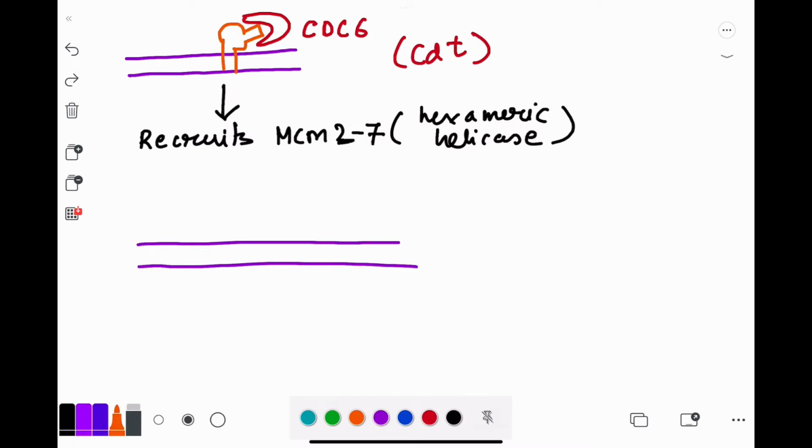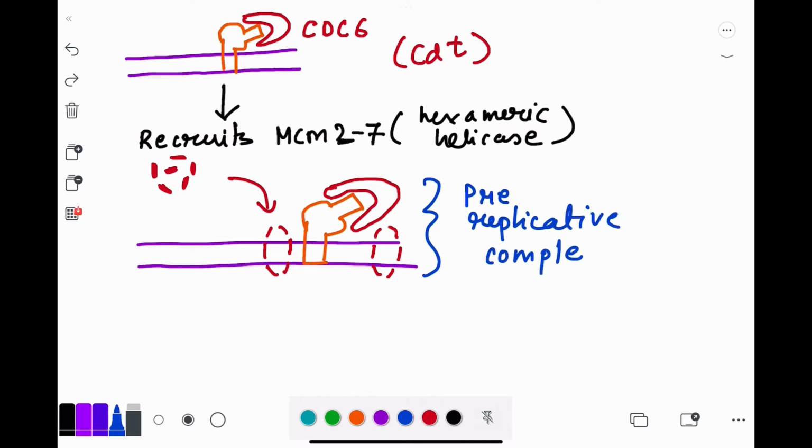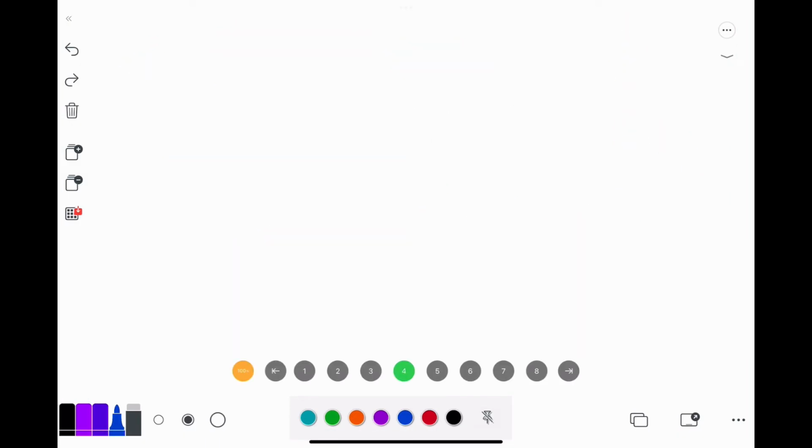So this is the structure, and CDC6 is still present. Now these are the hexameric units of MCM, and they get organized at the sites like this, and this structure is known as the pre-replicative complex. So this is the pre-replicative complex, formed in G1.